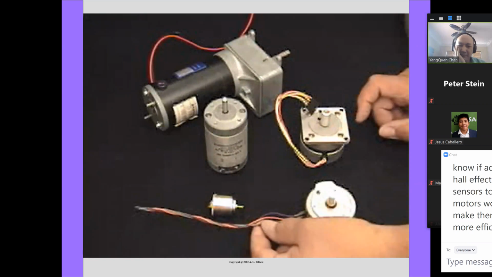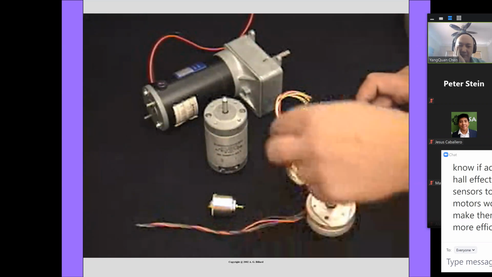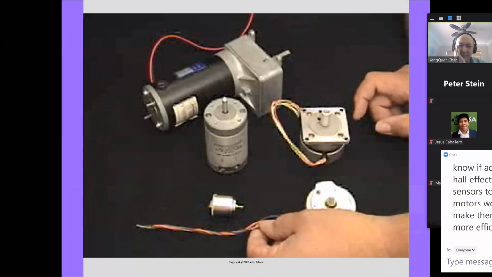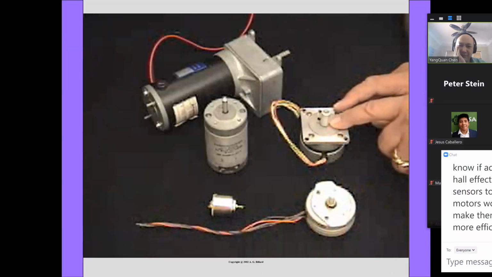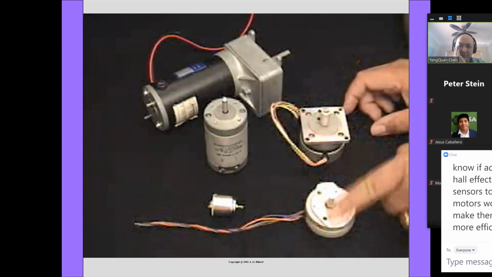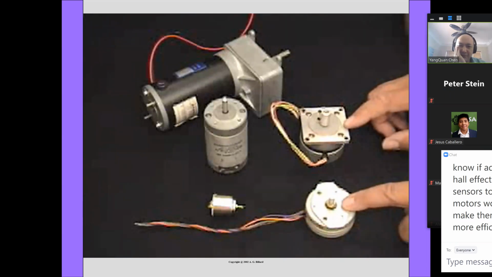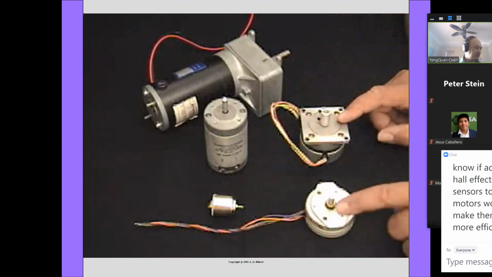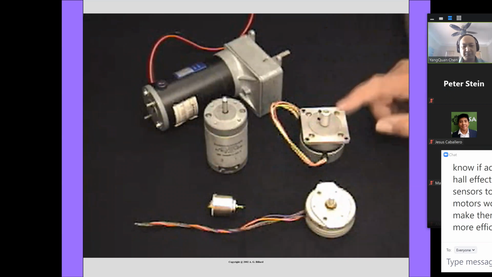You'll notice that this stepper motor has 4 leads. This stepper motor has 6 leads. This is a bipolar stepper motor. This is a unipolar stepper motor. And the drive circuits that are required for these stepper motors are more complex than the DC motors and will depend upon whether it's a bipolar or a unipolar stepper motor.